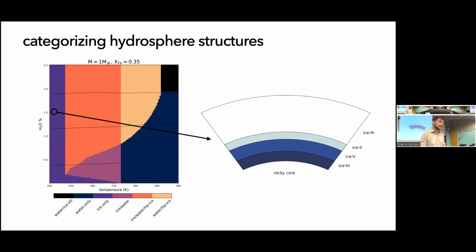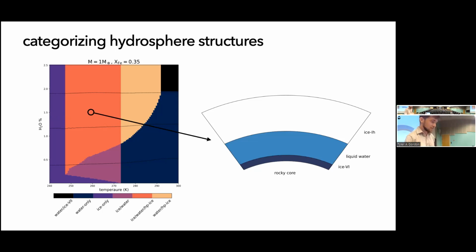So over on the very left here at cold temperatures, we have hydrospheres that are ice all the way through. Obviously not super advantageous from the standpoint of habitability. In this case, we're at high enough pressure that we go straight from ice 1H to ice 2 and then 5 and then 6. If I move up to even more massive hydrospheres, then there's going to be more pressure at the bottom of the hydrosphere, and you would start to see ice 7 forming at the very base.